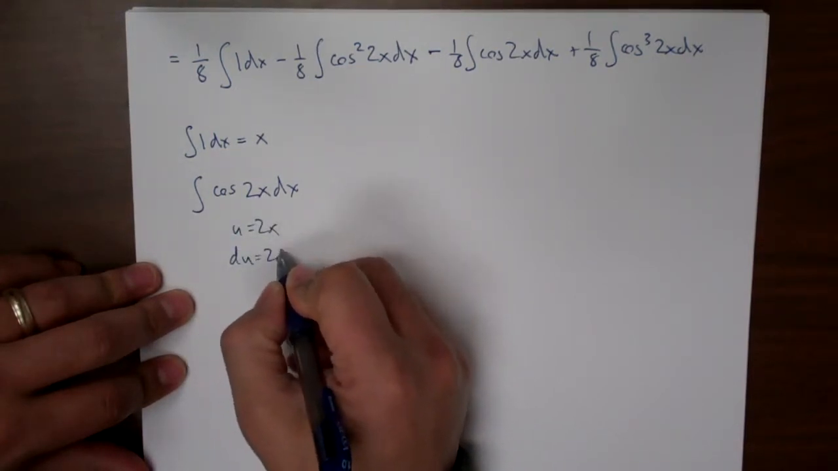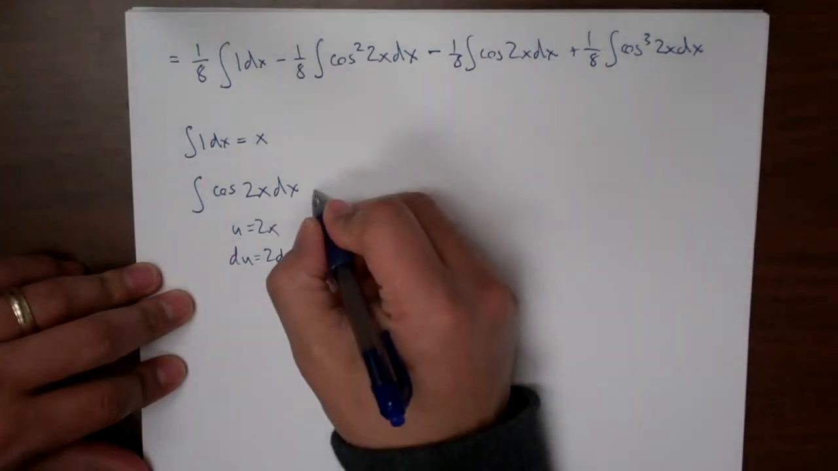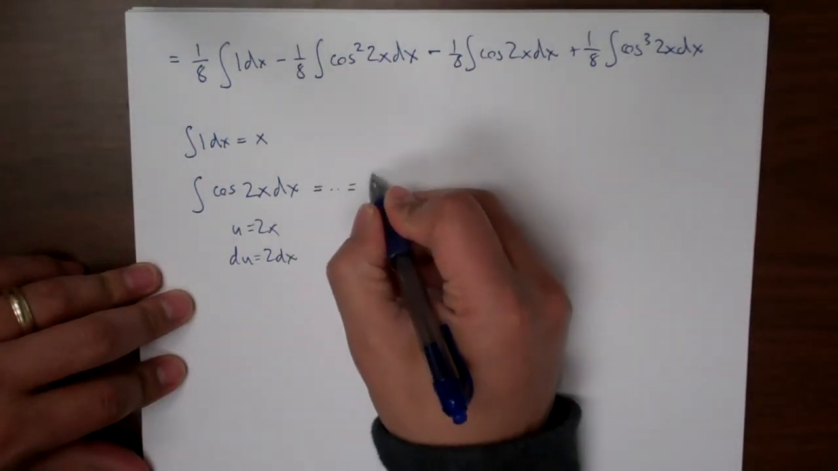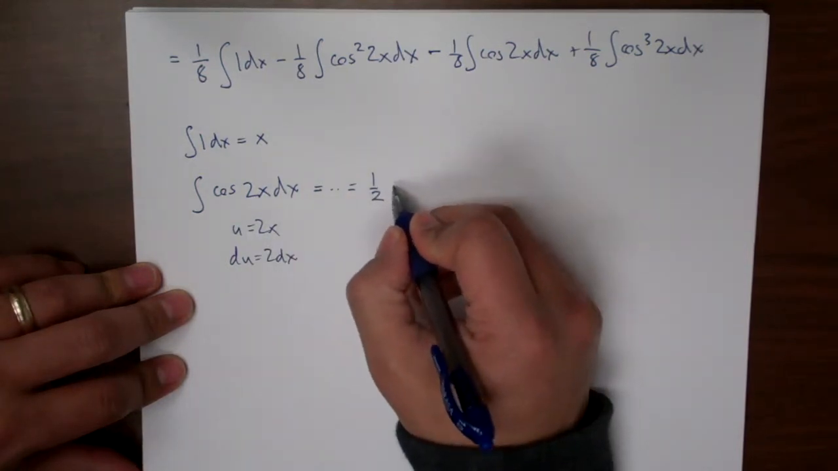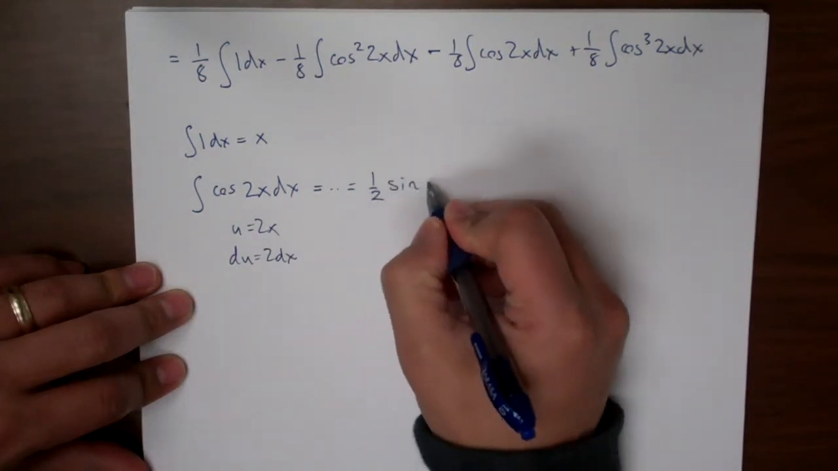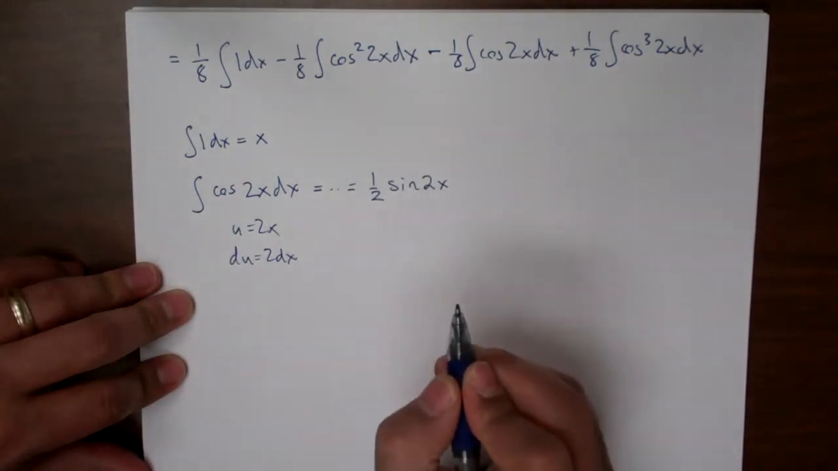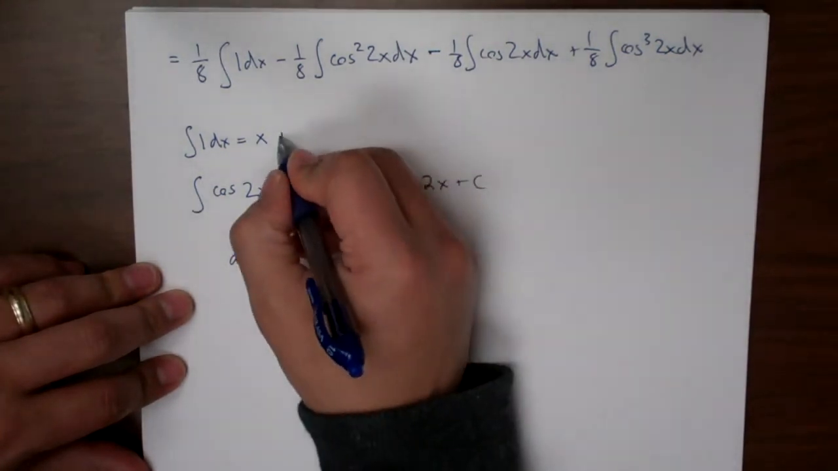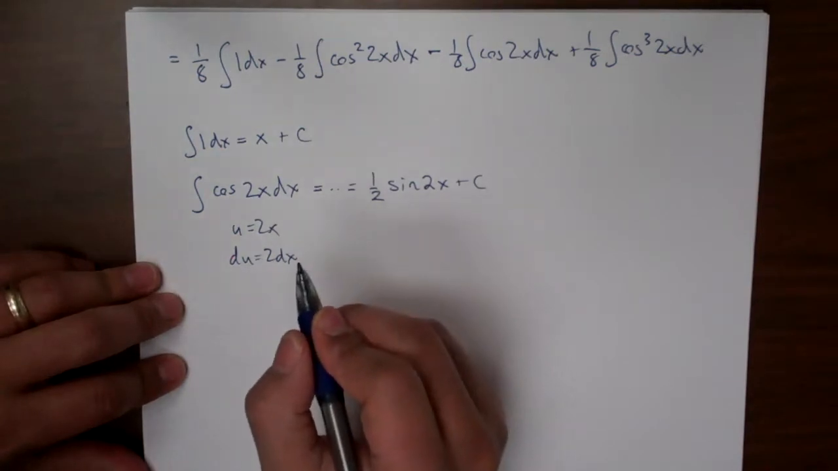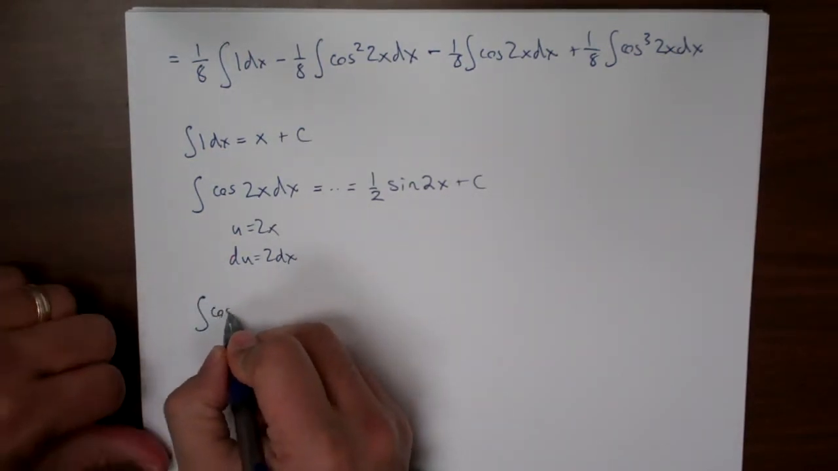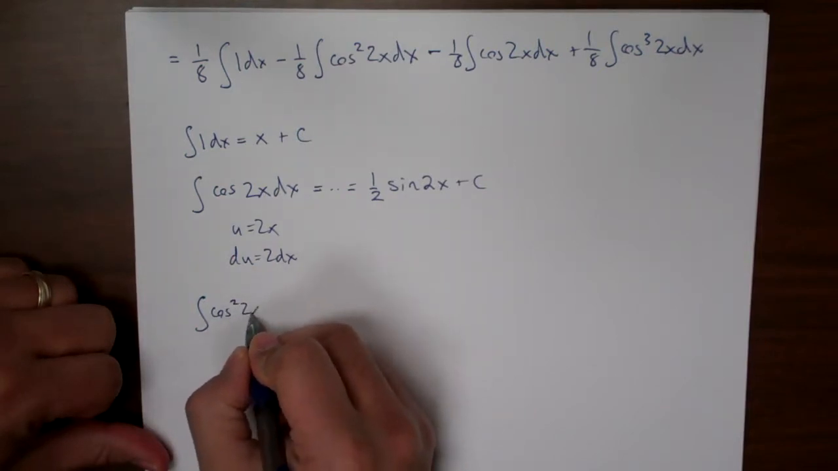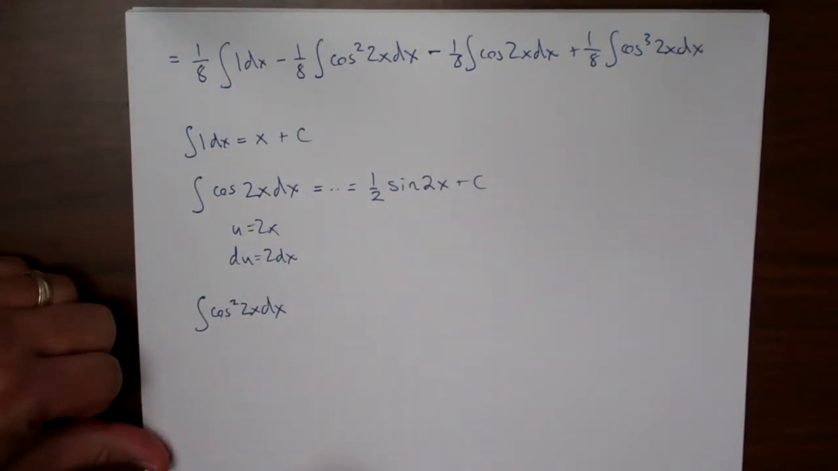du is 2 dx, but we all know how this goes. We're going to end up with 1/2, an antiderivative for the cosine will give me a sine. I'll end up with a 1/2 of the sine of 2x, plus c. It's hard for me to not write the plus c's. Okay. That's fine. Now, what about the integral of the cosine squared of 2x dx?